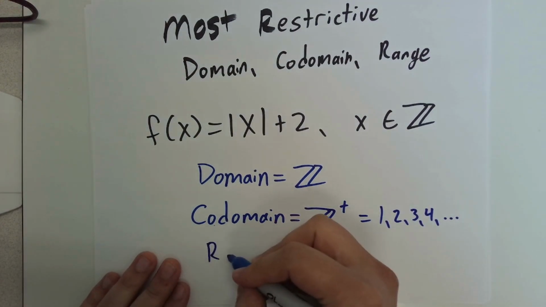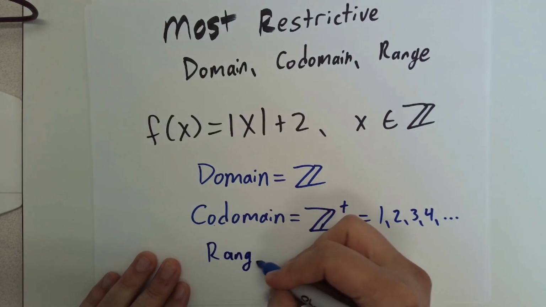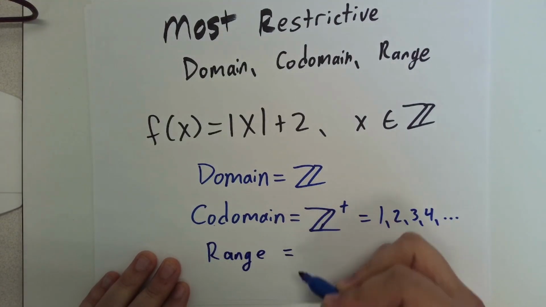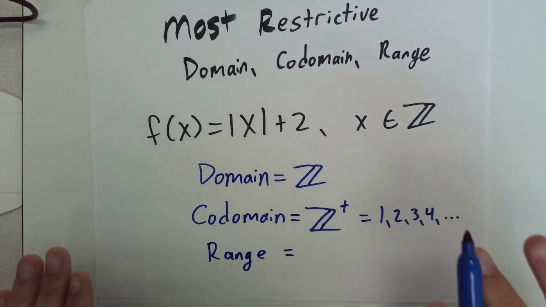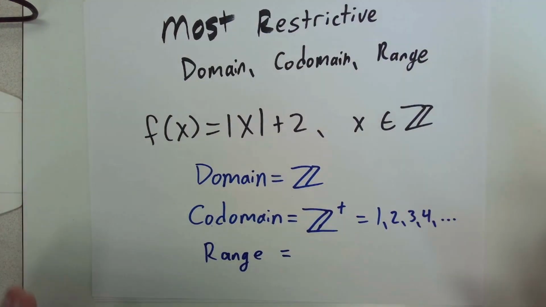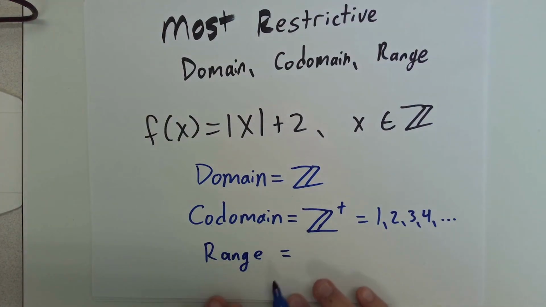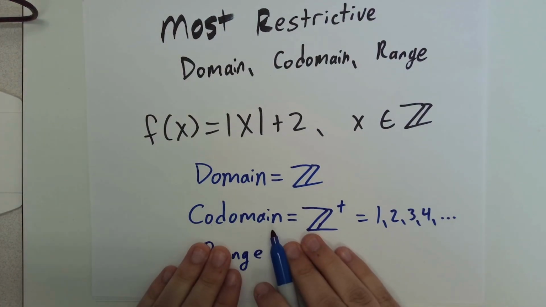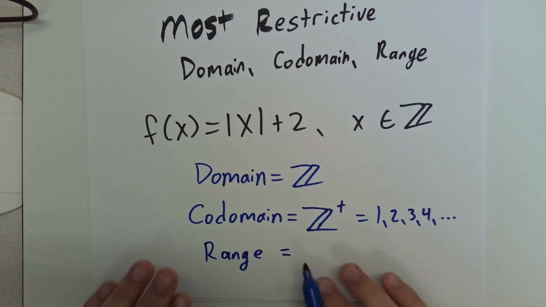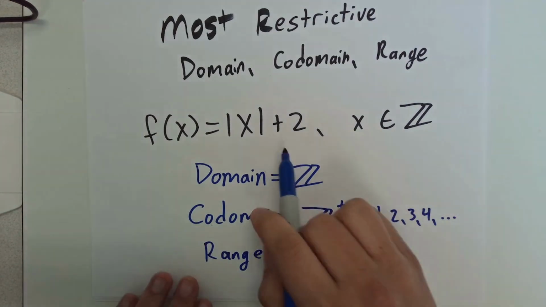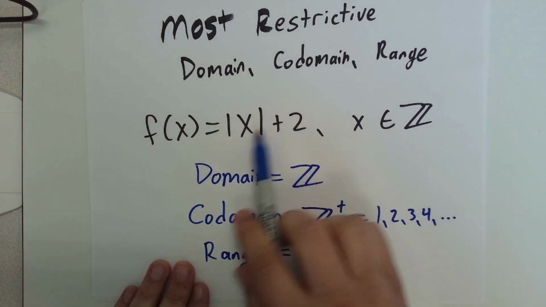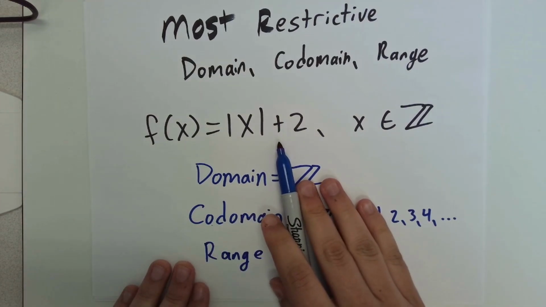But now let's look at the range. Let's take just a little bit of a closer peek at what this function is actually doing. What does this thing actually really produce? What is the actual value I'm going to get out of this? So I know it's going to be some sort of subset of the codomain, but can we get... Let's take a peek. What's the value we can get out of this?